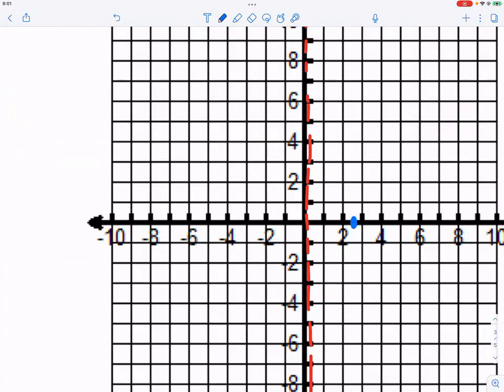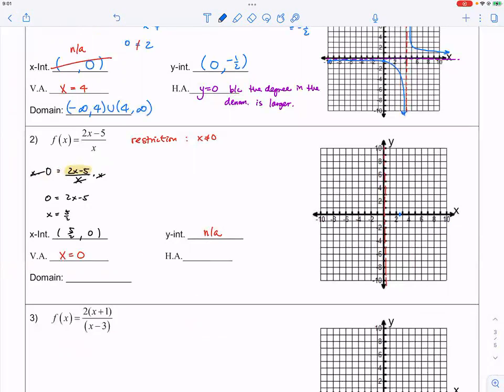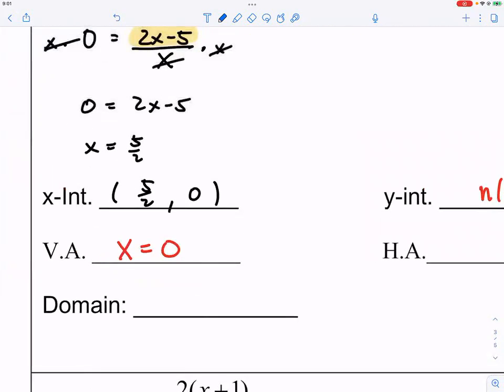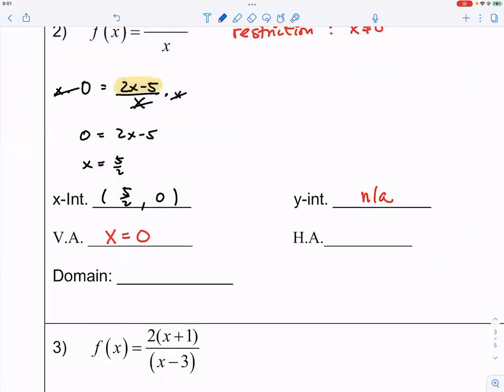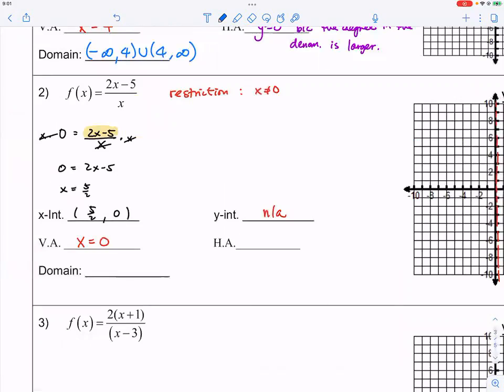So the x-intercept is 2.5 comma 0 right here. You can make a point. You can leave it as a fraction. Fraction is always good. All right, so far we have all these.